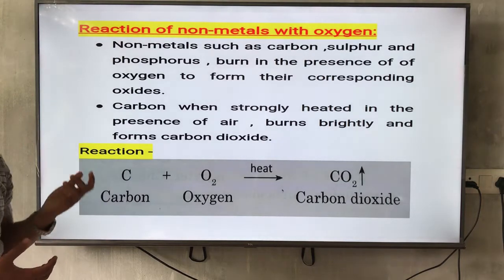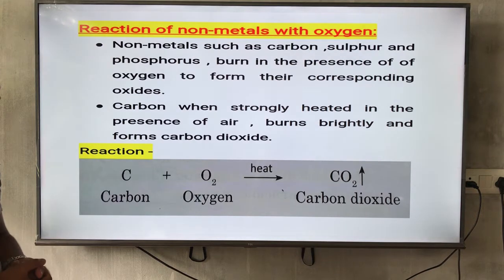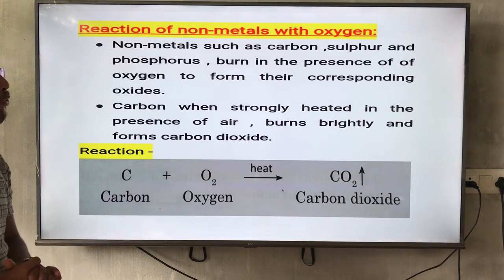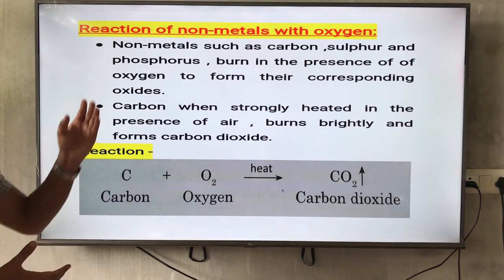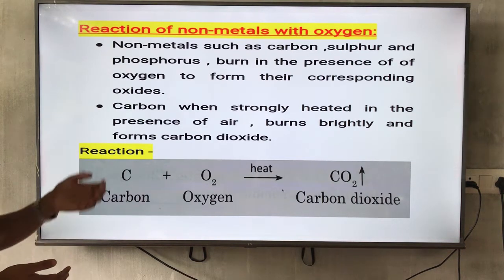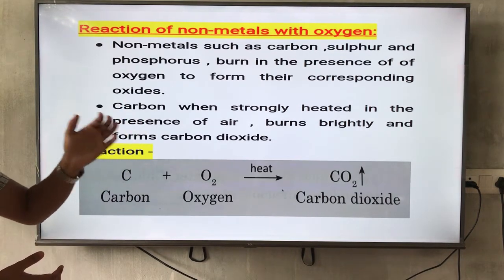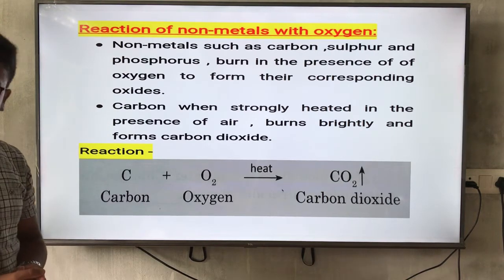Okay, so in metals, today we will do the reaction of non-metals with oxygen. Now look here. Non-metals such as carbon, sulfur and phosphorus burn in the presence of oxygen to form their corresponding oxides. Another point: carbon, when strongly heated in the presence of air, burns brightly and forms carbon dioxide.